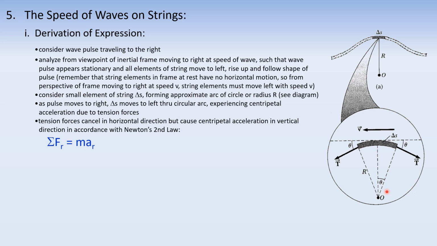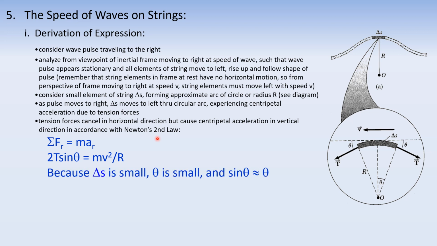When we apply Newton's second law to the case of uniform circular motion here, we see that the centripetal force, that is the net radial force downwards, is equal to 2T times the sine of theta, which is equal to the mass times the centripetal acceleration, which we will write in terms of wave speed, since our goal here is to get an expression for the speed of a wave traveling down this string.